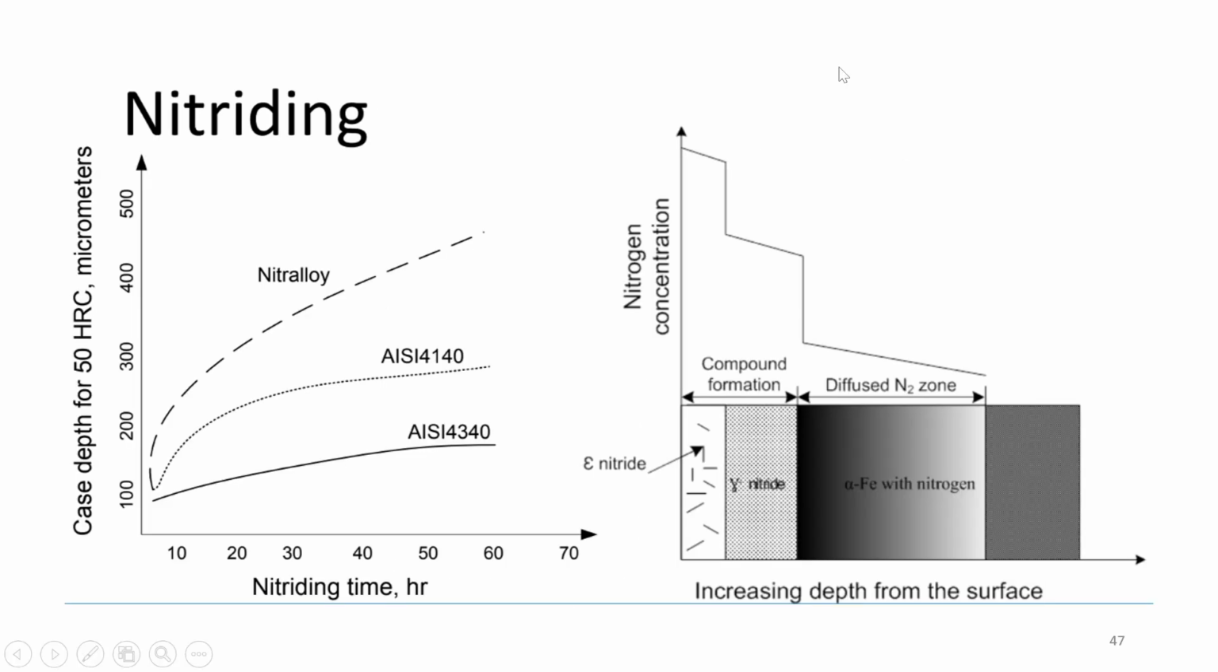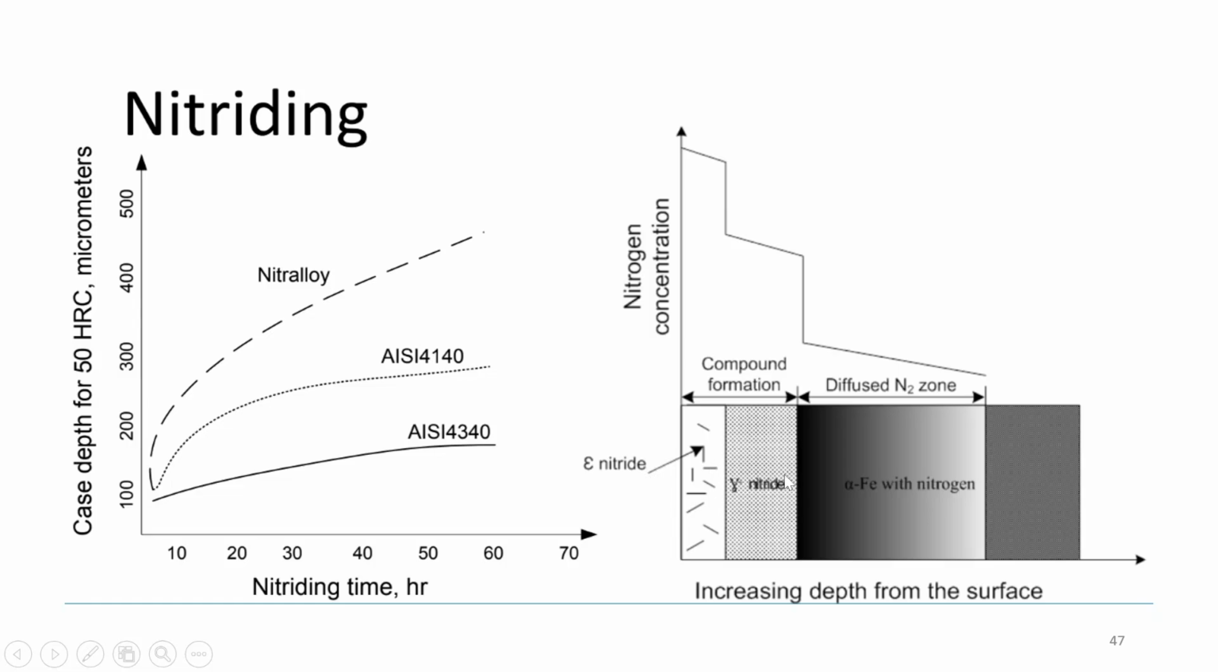Next is nitriding. Based on the different alloys that you use, the case depth at a particular time is different. For example, this Nitralloy dissolves more nitrogen and has higher case depth compared to AISI 4140 and AISI 4340. Nitrogen concentration can be seen, it will keep on decreasing as you go further from the surface.